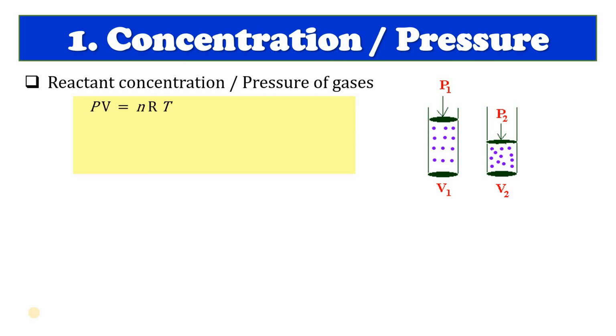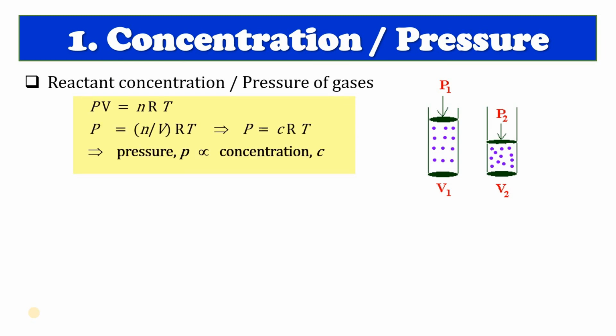We look at the first factor, concentration or pressure. Reactant concentration or pressure of gases has a relationship with the ideal gas equation PV = nRT, P = (n/V)RT, P = concentration × RT. We conclude pressure is directly proportional to the concentration C.